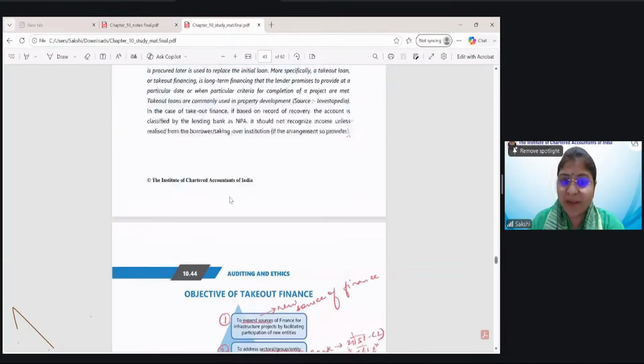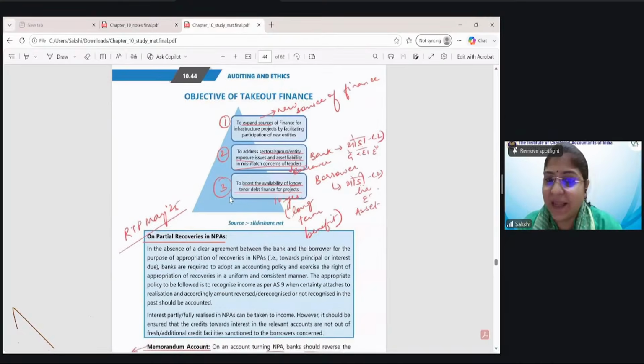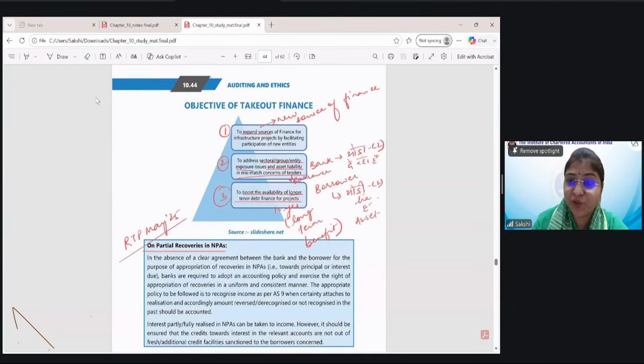Now, what are the benefits of takeout finance? What is the objective, or you can also say benefits? Number one, it expands the source of finance. It is a new source of finance, isn't it? As and when required, to expand the source of finance for infrastructure projects by facilitating participation of new entities. So this is the objective.